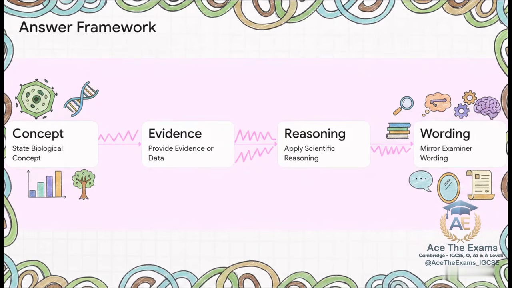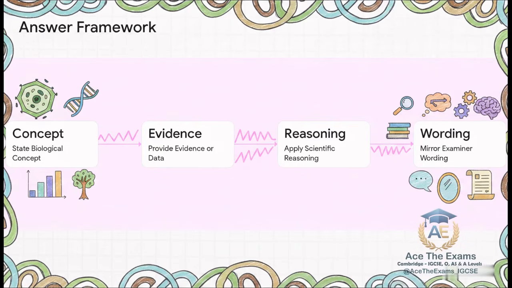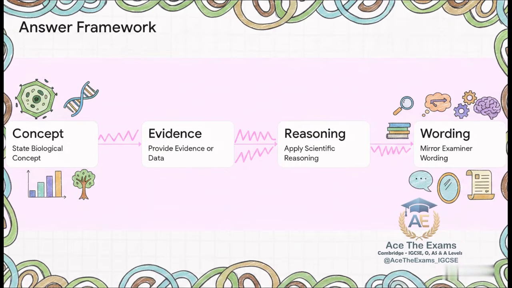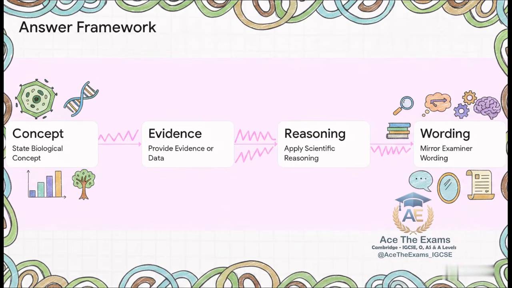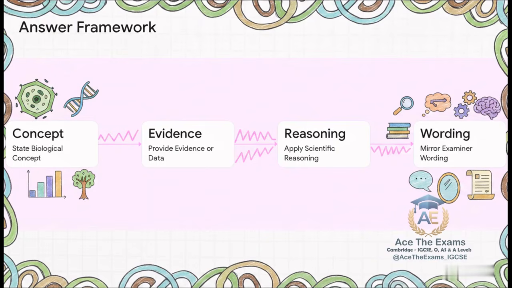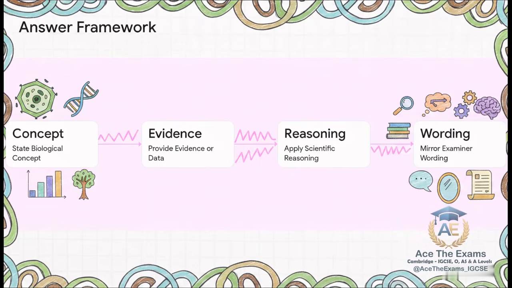Every single time you write an extended response on cellulose structure and function, you've got to structure it exactly like this. Step 1, state the biological concept. Step 2, provide evidence or data extracted directly from the stimulus. Step 3, apply scientific reasoning to connect that concept to the data. And step 4, finish by mirroring the exact examiner wording used in the question prompt. This loop forces you to be specific. It proves to the examiner, without a doubt, that you are operating in that top mark band.